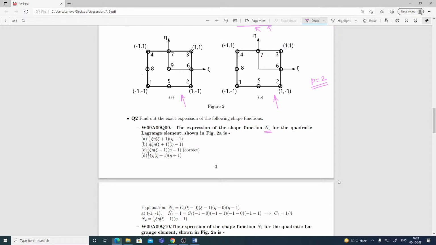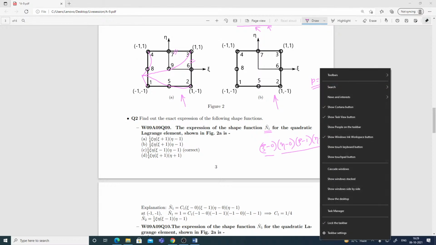I discussed this many times. It should be 1 at this node and 0 at all other nodes. So if I draw it, it should be like this. It is quadratic. It should be 0 at all other nodes. So N1 is 0 along this, N1 is 0 along this, and it should also be 0 along eta equal to 0 and xi equal to 0. So xi equal to 0, it should be 0. Then xi equal to 1, it should be 0, and eta equal to 1, it should be 0. That's how you need to form the polynomial.